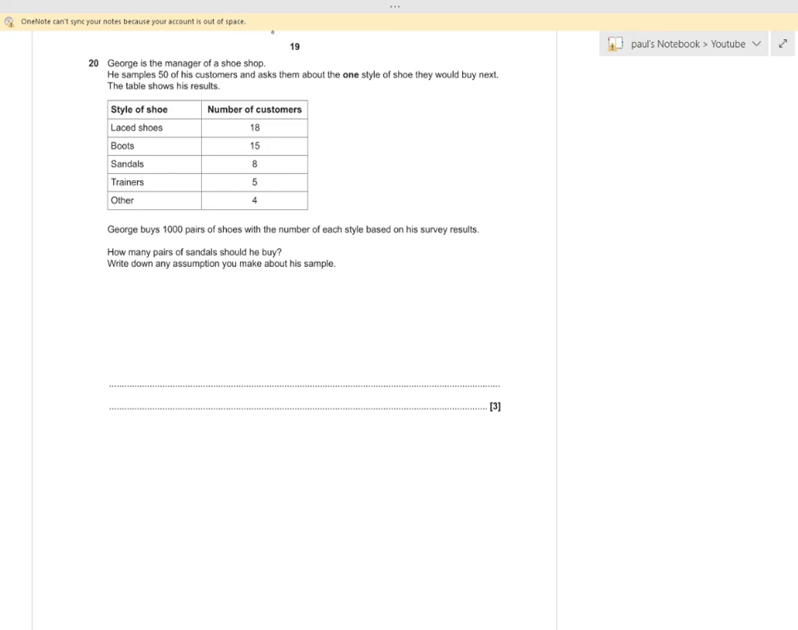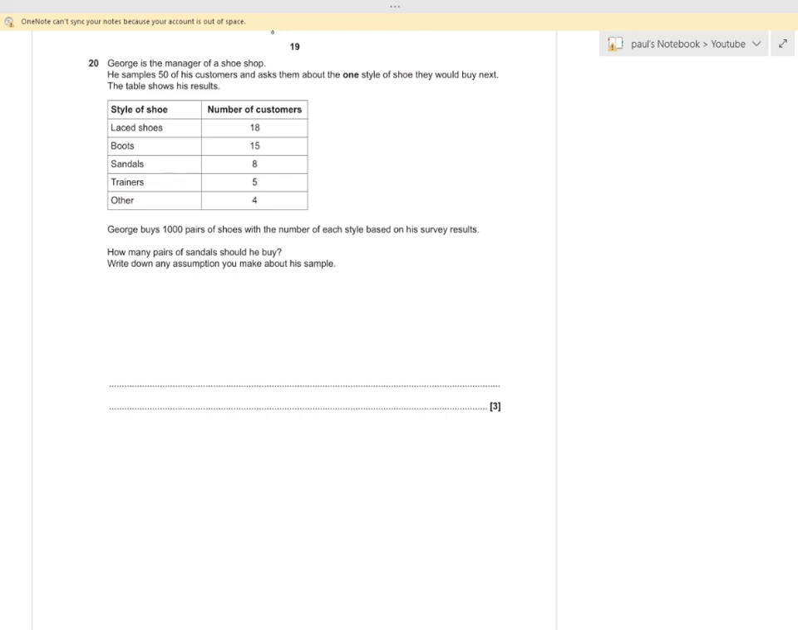George is the manager of a shoe shop. He samples 50 of his customers and asks them about one style of shoe they would buy next. George buys 1,000 pairs of shoes with a number of each style based on his survey. How many pairs of sandals should he buy?